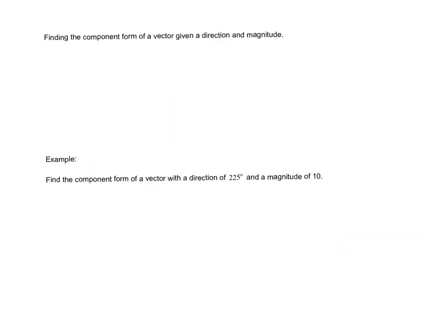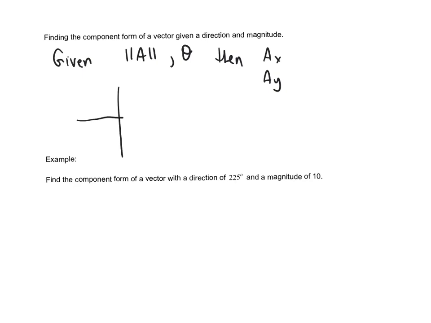Okay, we can also find component form of a vector given the direction and the magnitude. So if we're given a magnitude and a direction, an angle, our goal is to try to figure out what is the x component and what is the y component. So we're going to do this by looking at a picture. So let's go ahead and look at a vector. If this is my angle and this is my magnitude, the length, then again I can form a right triangle, and my x component is right here and my y component is right here.